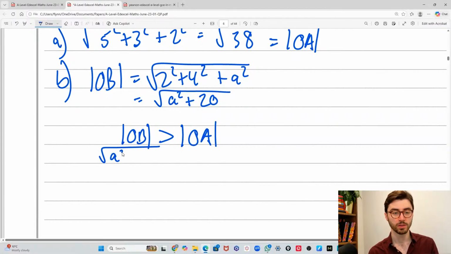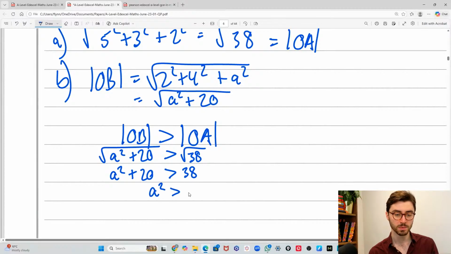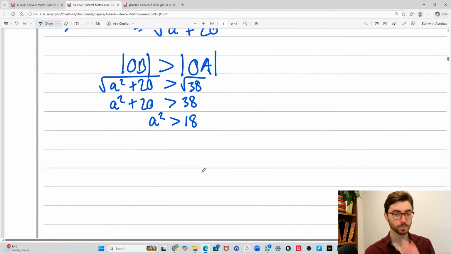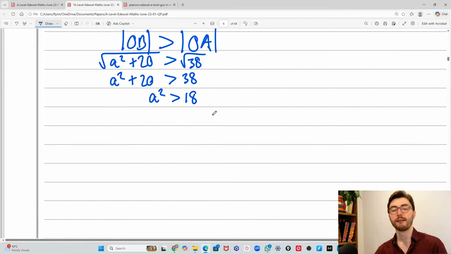So similarly, the root of A squared plus 20 must be bigger than the root of 38, which means that A squared plus 20 must be bigger than 38, which means that A squared must be bigger than 18. And so the minimum value of A must be 5.